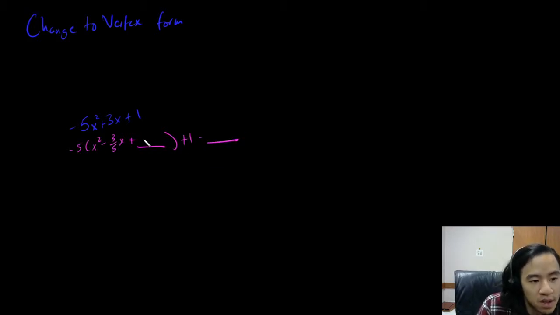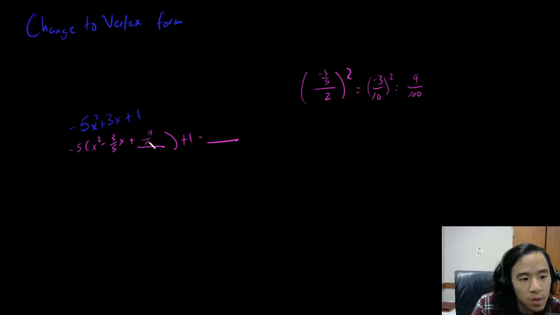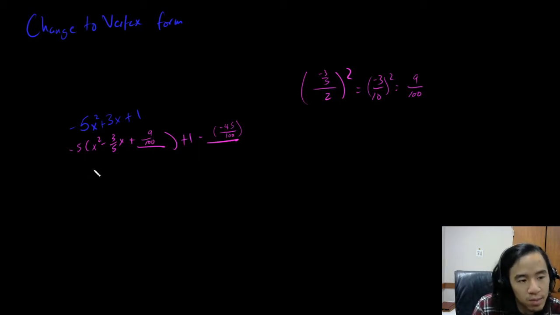So what are we going to put in these blanks? Well, let's find out. So we have to do negative 3/5 and then that over 2, everything squared. So this is going to be equal to negative 3 over 10 squared, which is going to be equal to 9 over 100. So we're going to add 9 over 100 here. And over here, we're going to subtract a negative 45 over 100, because negative 5 times 9 over 100 is negative 45 over 100. So let's go ahead and factor this.